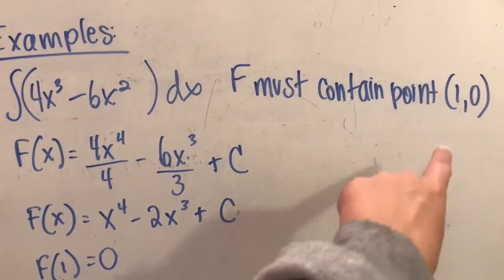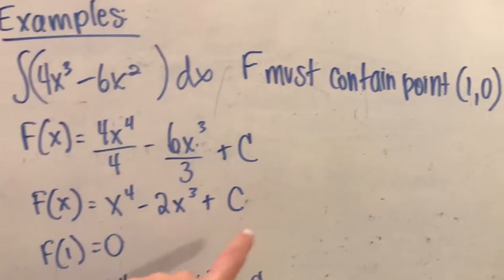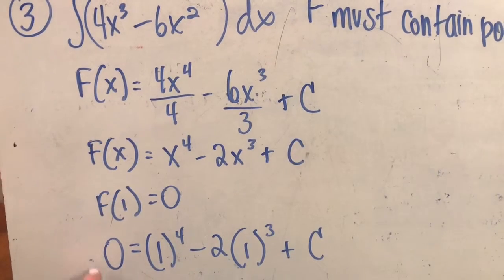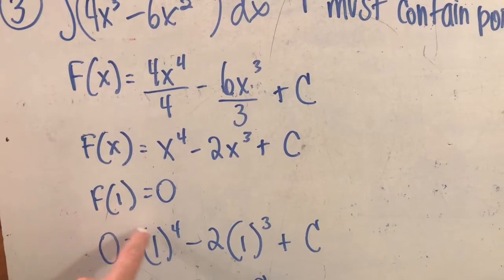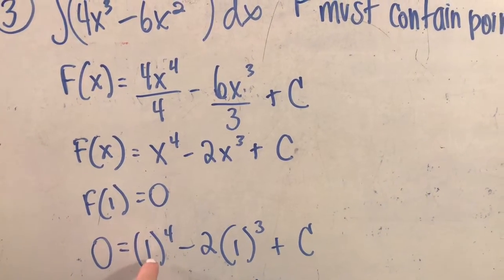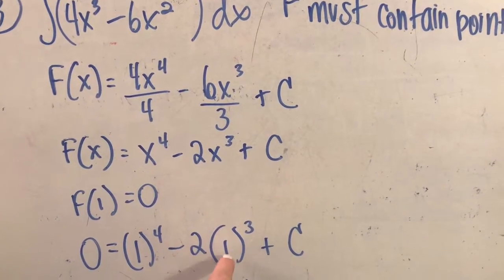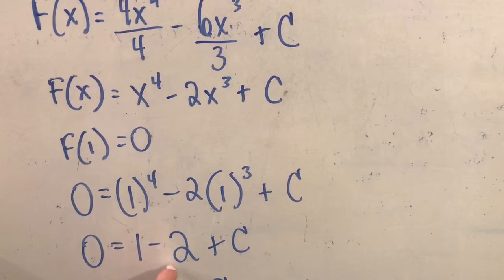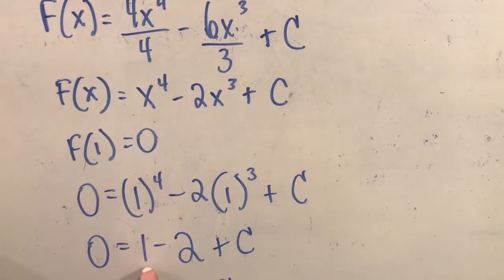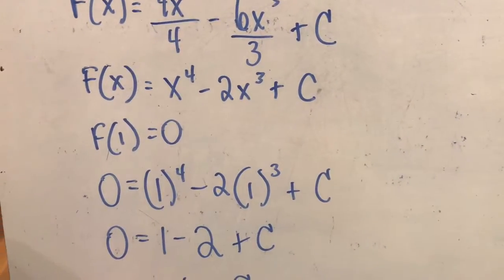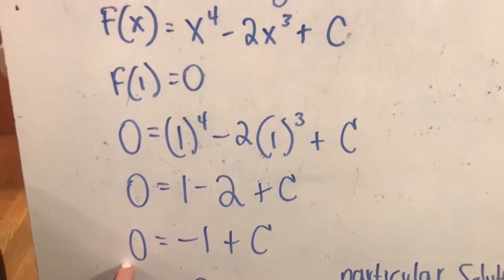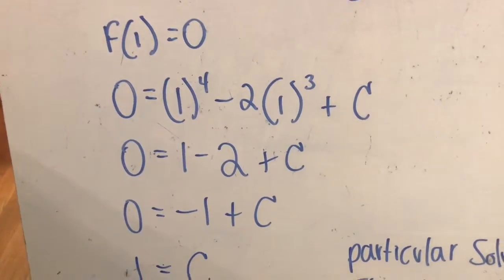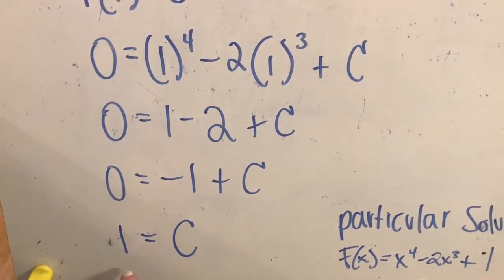To do that, we're going to use the point that we were given, (1, 0), and plug it in. We plug in 0 for the y value and 1 for the x value, so we plug in x here and also x here. When we solve that, we get 0 equals 1 minus 2 plus c. We do that simple math, and we get 0 equals negative 1 plus c, which we obviously know means c equals 1.